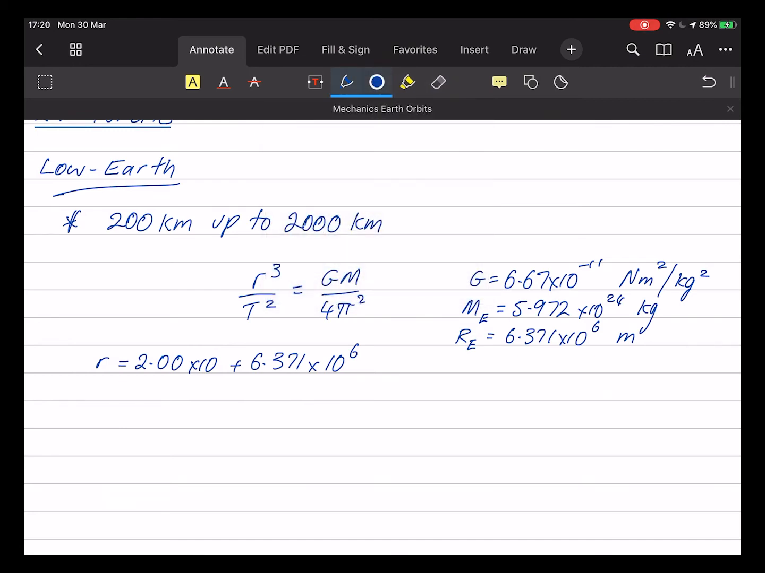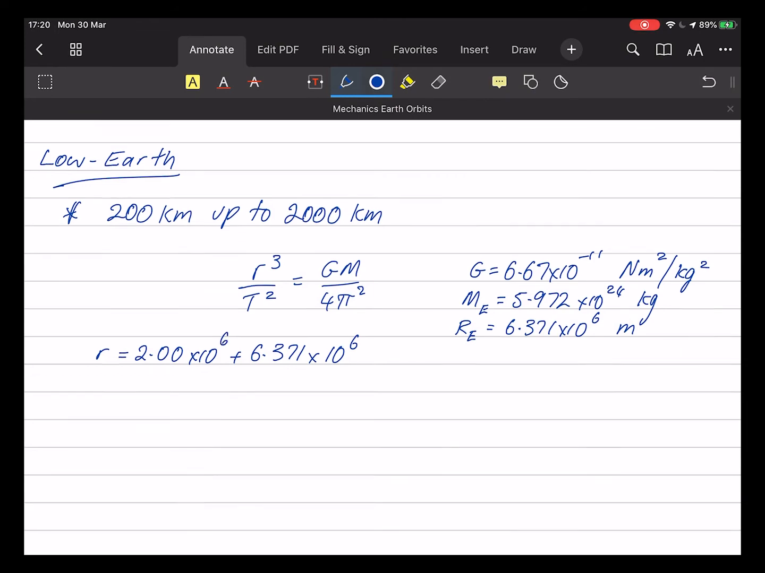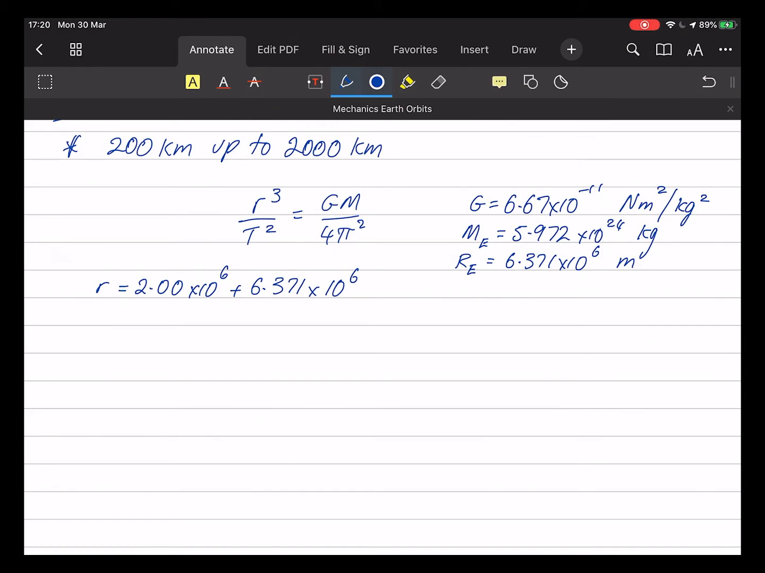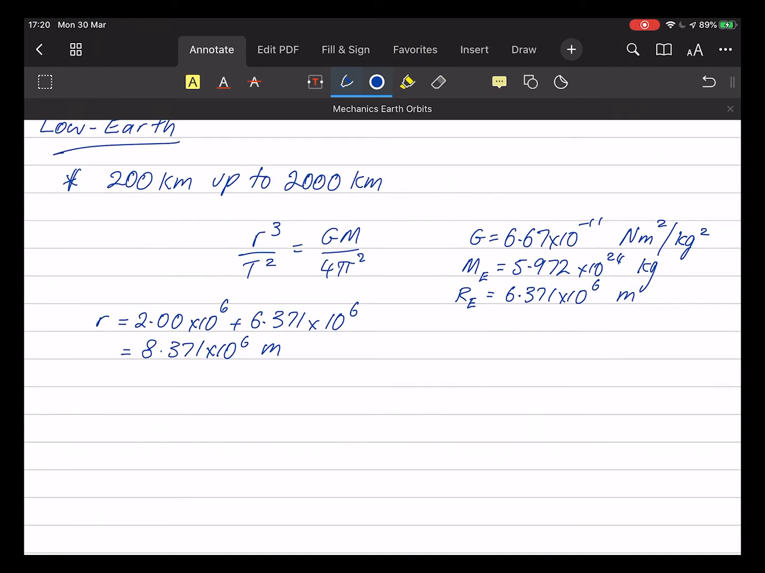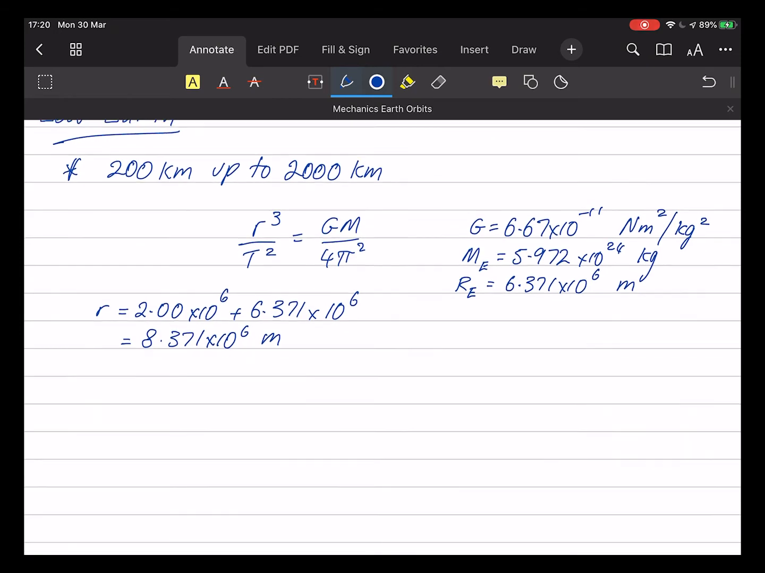Kilo is 10 to the 3. 2,000 kilometers is 2 by 10 to the 3 times 10 to the 3. It's got to be 10 to the 6. And so that is just 2 plus 6 is 8.371 by 10 to the 6 meters. So this is the effective radius of an object that's at 2,000 kilometers, so the very top of the low Earth orbit.